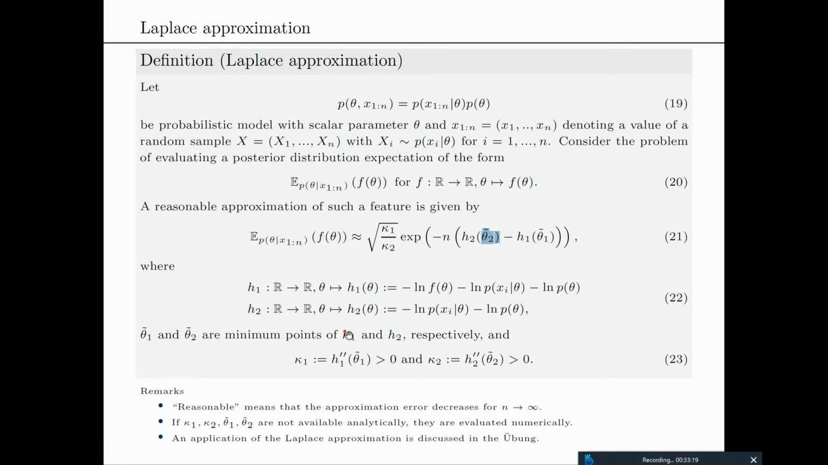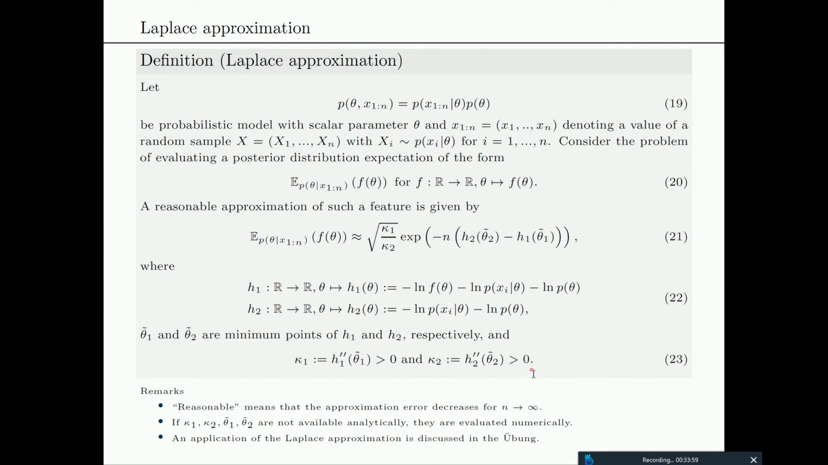Now the question is, what are these functions h1 and h2? They are defined here. It's the log of the function that you're interested in, the log of each individual likelihood and the prior, and h2 doesn't involve the function f theta. What is also required are the minimum points of these functions h1 and h2, and kappa 1 and kappa 2 are the second derivatives of these functions h1 and h2 evaluated at these minimum points.